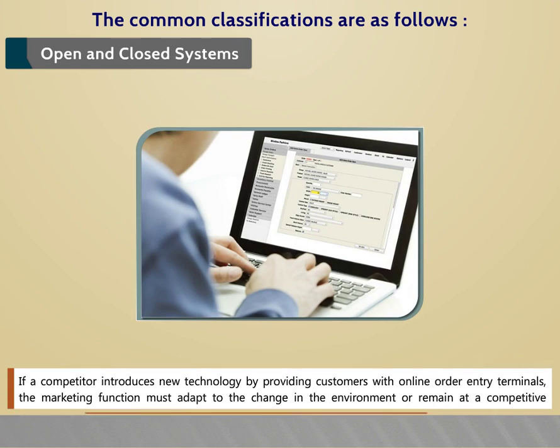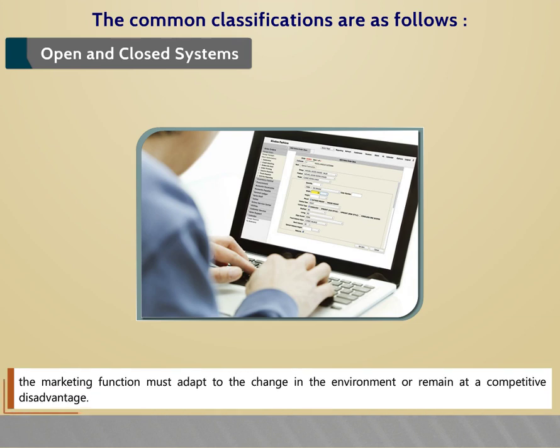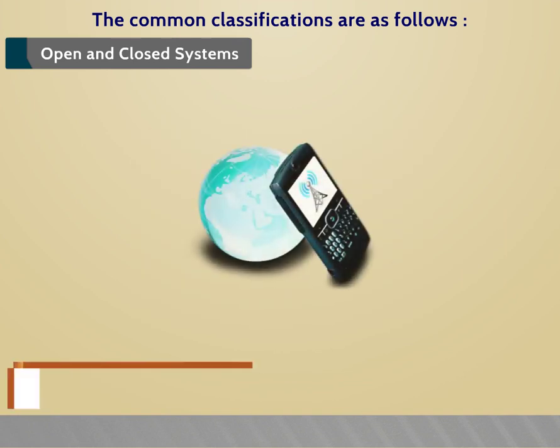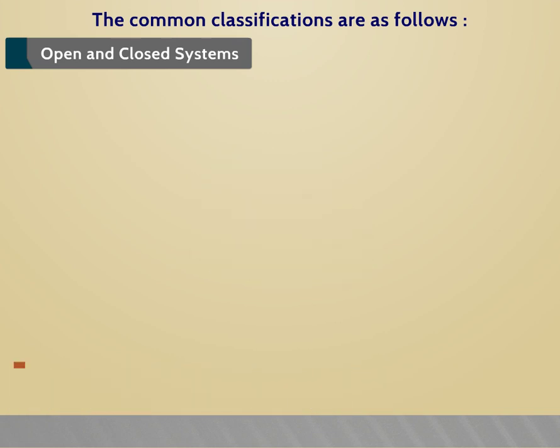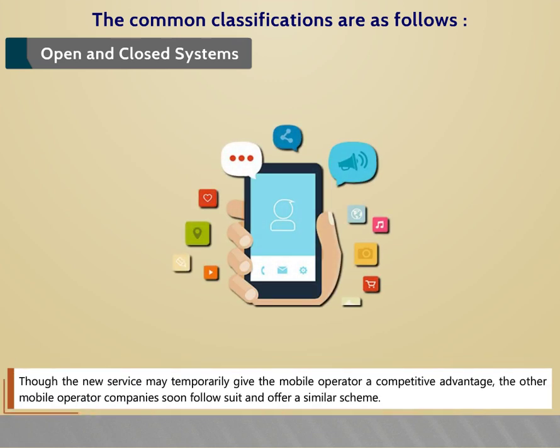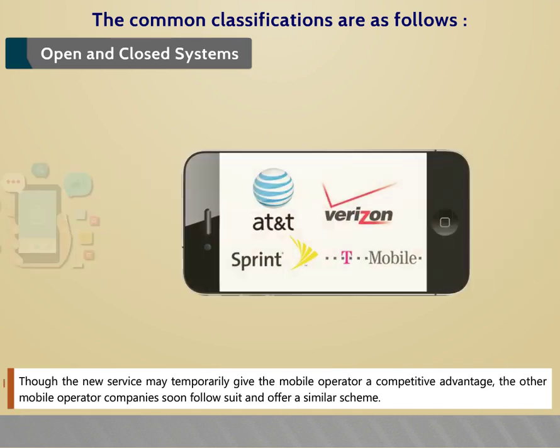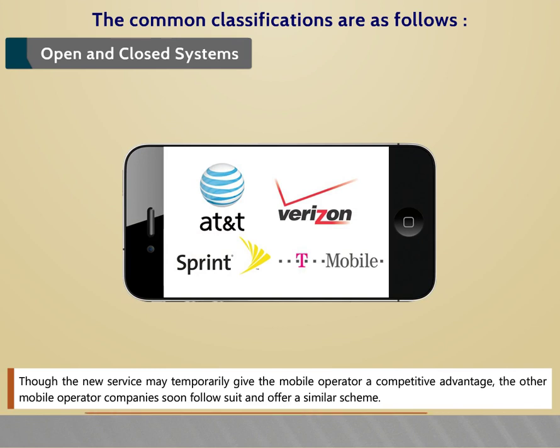If a competitor introduces new technology by providing customers with online order entry terminals, the marketing function must adapt to the change in environment or remain at a competitive disadvantage. The same type of adjustment is necessary when a mobile phone operator offers a new scheme such as free connection. Though the new service may temporarily give the mobile operator a competitive advantage, the other mobile operator companies soon follow suit and offer a similar scheme.